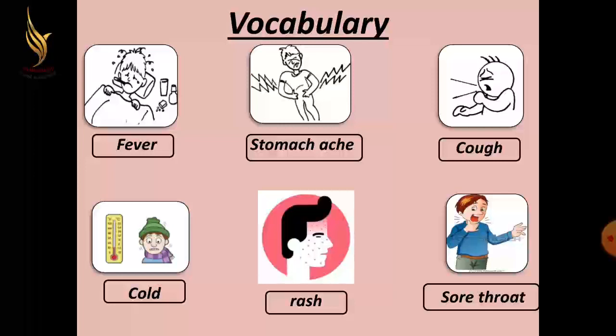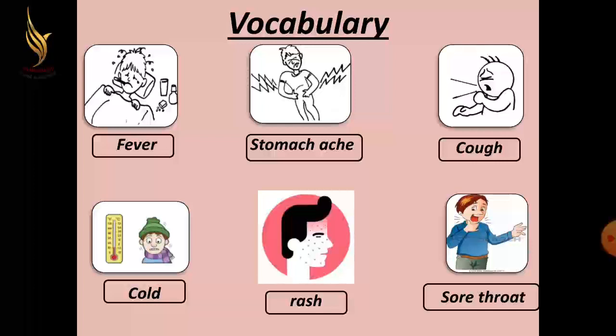Rash. When you have a rash, you have red spots on your face and your body. And the last one is sore throat. When you have a sore throat, your throat is painful and red, so you cannot eat. Let's read again. Fever. Stomachache. Cough. Cold. Rash. Sore throat.